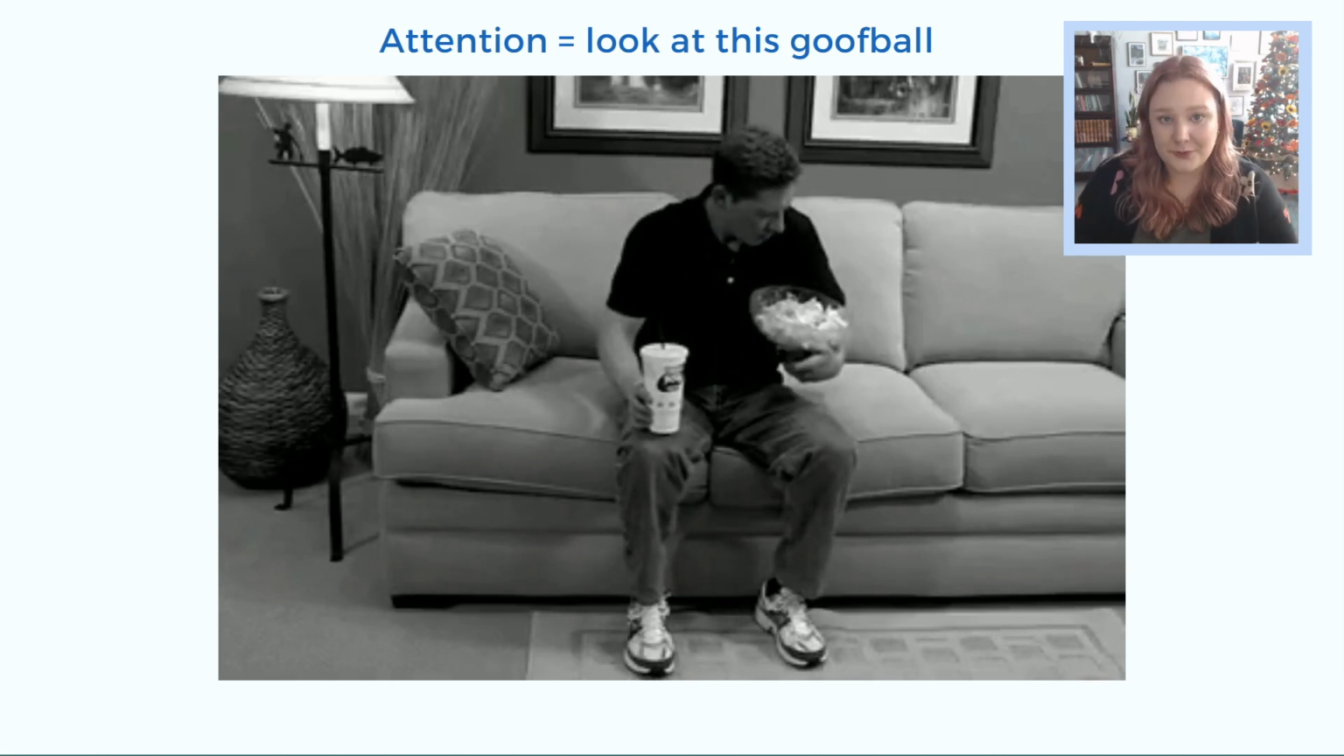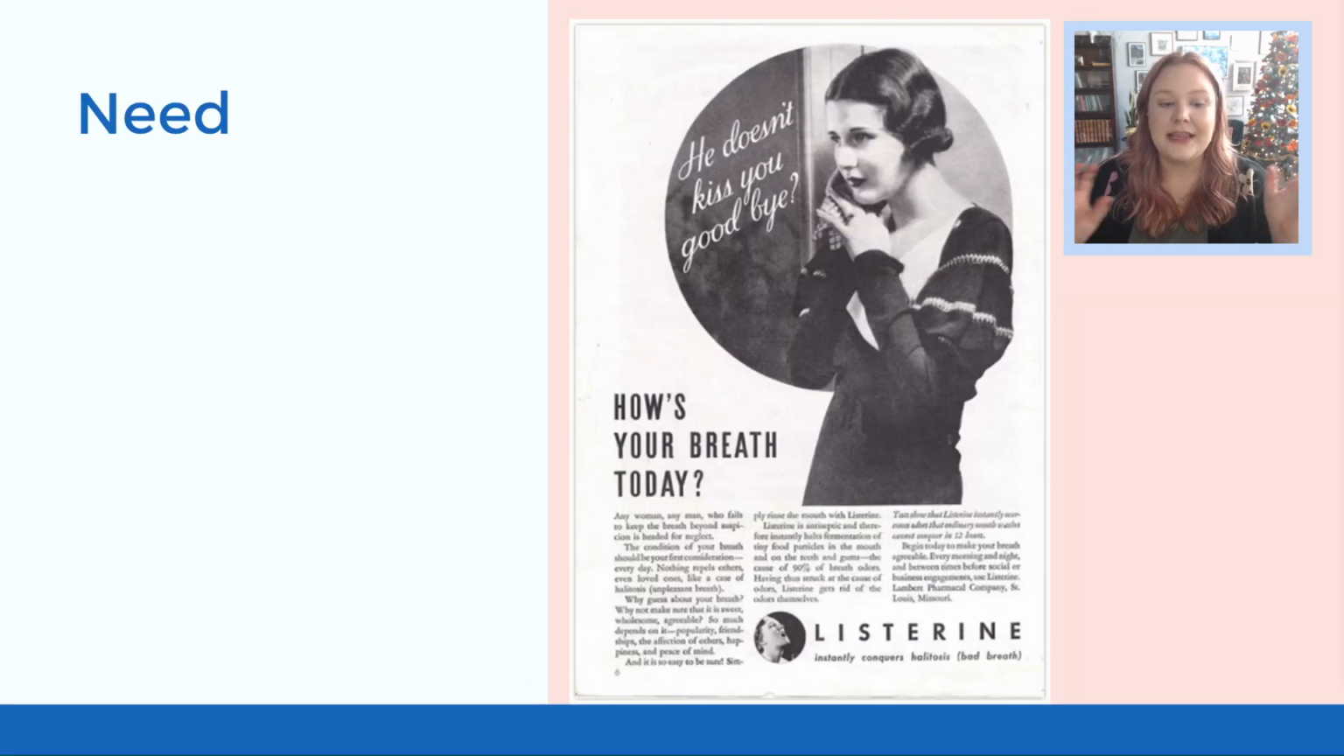So after we've grabbed our audience's attention, then we move on to step 2, which is need. In this step, we are establishing a need or problem that our target audience is facing, and we are proving that it is so serious and that the consequences are so bad that we have to address this. Otherwise, there's going to be really negative impacts. Who knows what could happen?